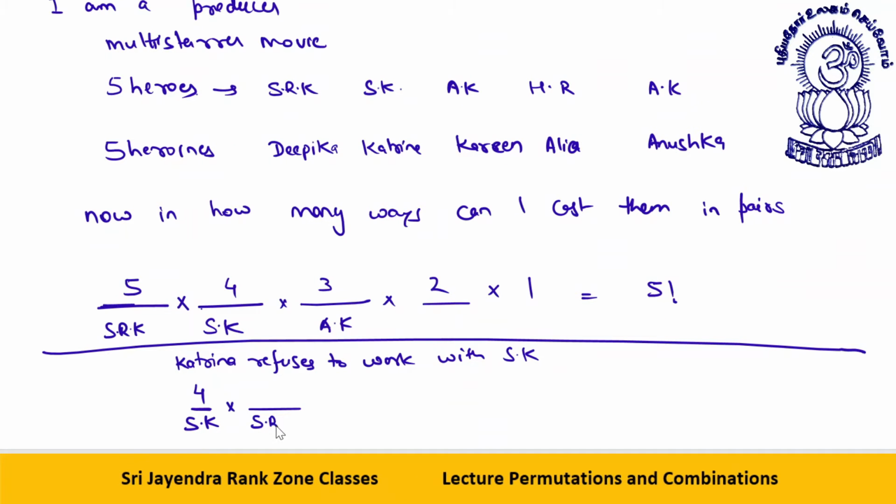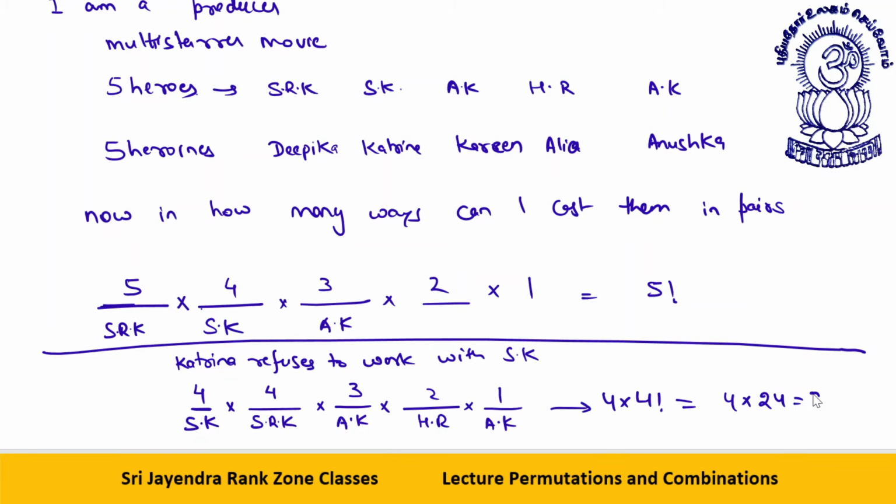Now it comes to SRK. We will put first the fellow who has a limited number of choices. SRK, out of the remaining four heroines, can pick anyone. Aamir Khan can pick out of the remaining three. Then Hrithik Roshan out of the remaining two will pick one. Finally, Akshay Kumar gets the last one. So this is 4 into 4 factorial, which is 4 into 24, or 96. The value of 5 factorial is 120.